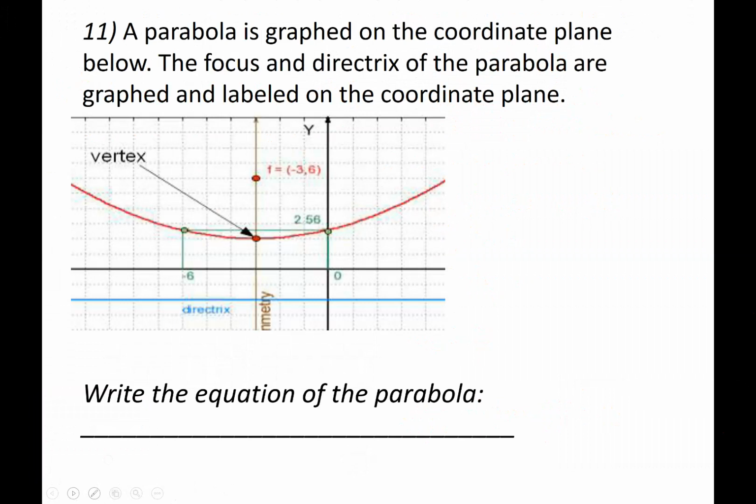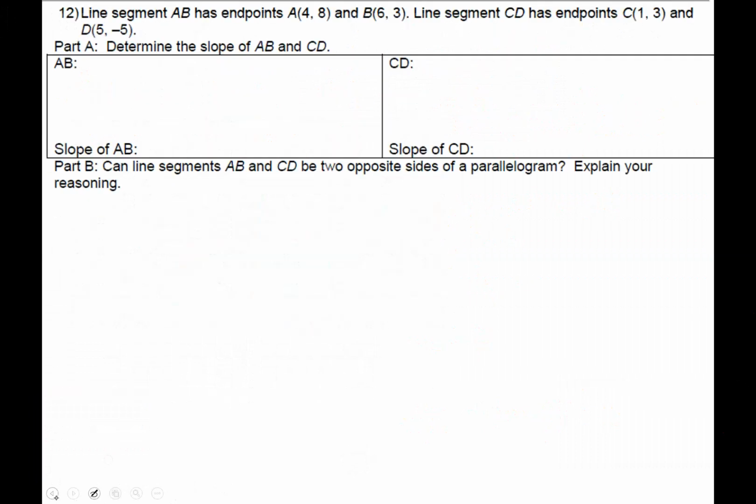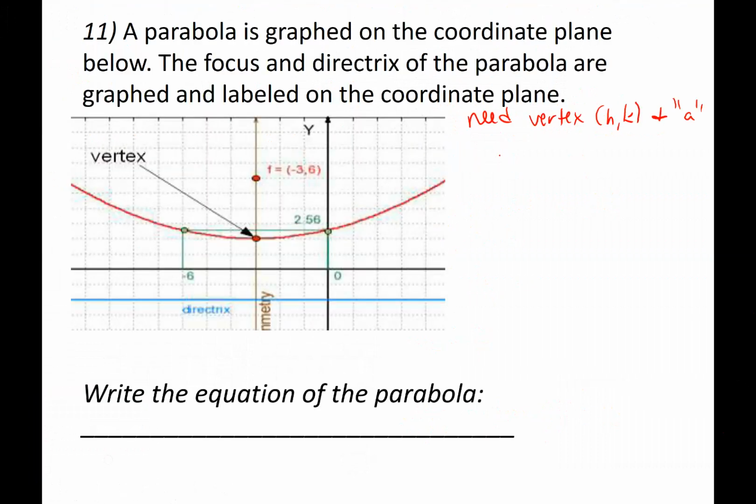Number 11, a parabola is graphed on the coordinate plane below. The focus and directrix of the parabola are graphed and labeled on the coordinate plane. We're supposed to write the equation. So again, we're going to need the vertex at h and k, and we're also going to need a. So for the vertex, that happens to be given to us this time. We just got to label the point, -3, 2.